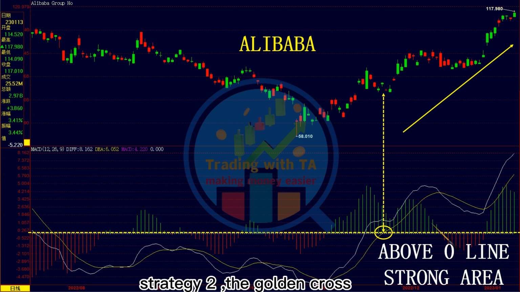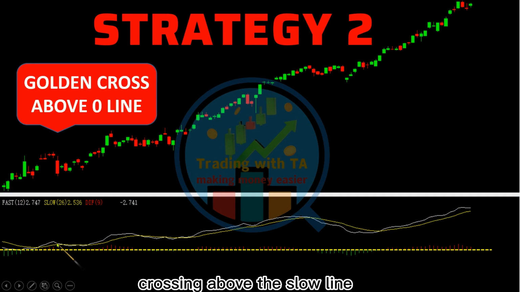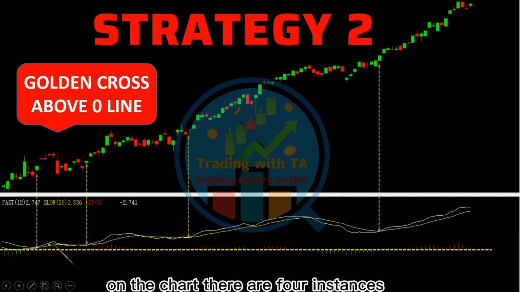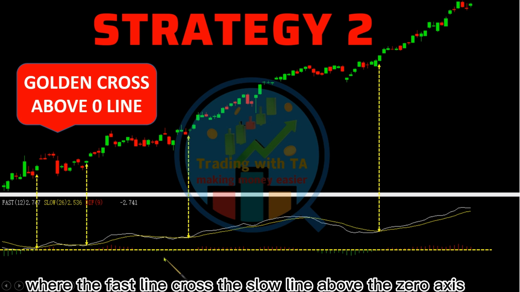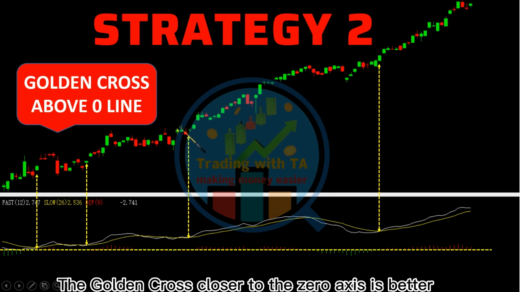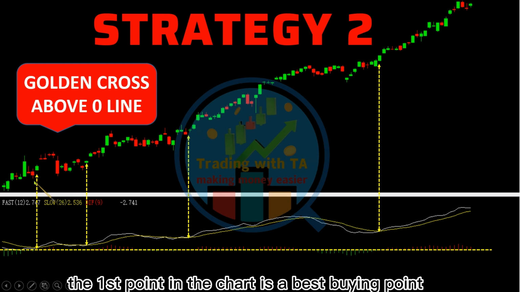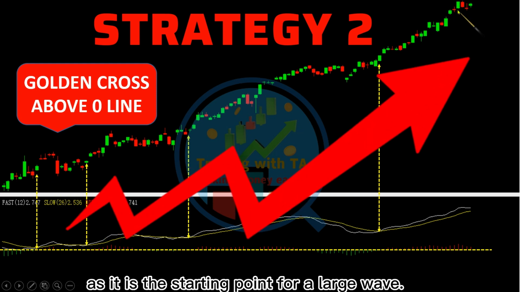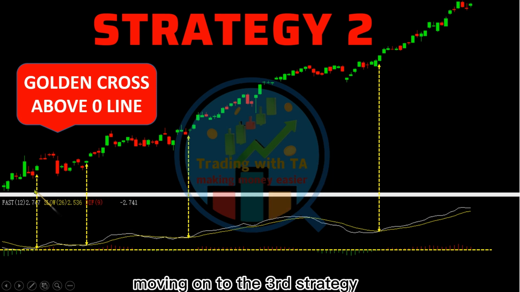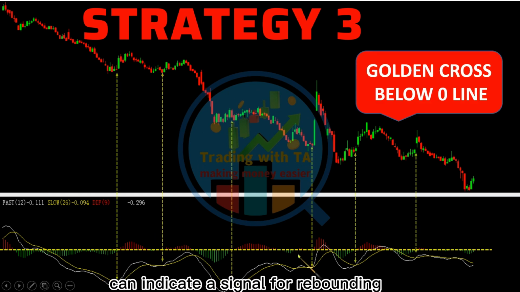Strategy 2, the golden cross above the zero line is generally a buying point, which refers to the fast line crossing above the slow line. On the chart, there are 4 instances where the fast line crosses the slow line above the zero axis, which are all safe buying points. The golden cross closer to the zero axis is better because it indicates a deep enough previous correction. The first point in the chart is a biased buying point, as it is a starting point for a large wave.